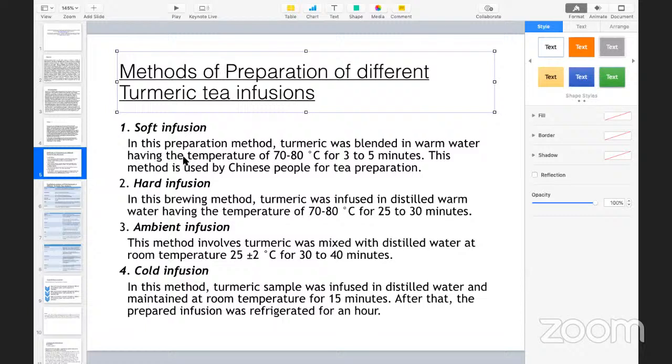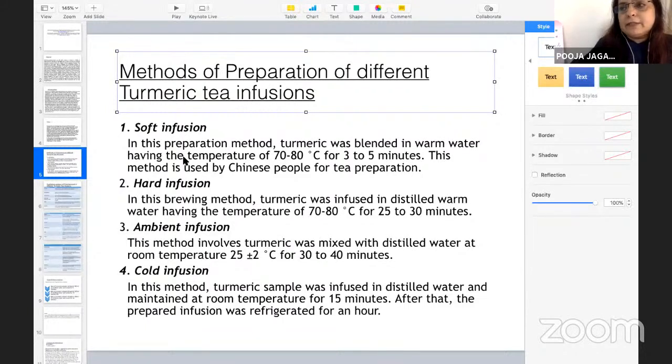For soft infusion, turmeric was blended in warm water at a temperature of 70 to 80 degrees centigrade and kept for 3 to 5 minutes. This method is used by Chinese people for tea preparation. In the hard infusion brewing method, turmeric was infused in distilled water at the same 70 to 80 degrees, but kept for 25 to 30 minutes.